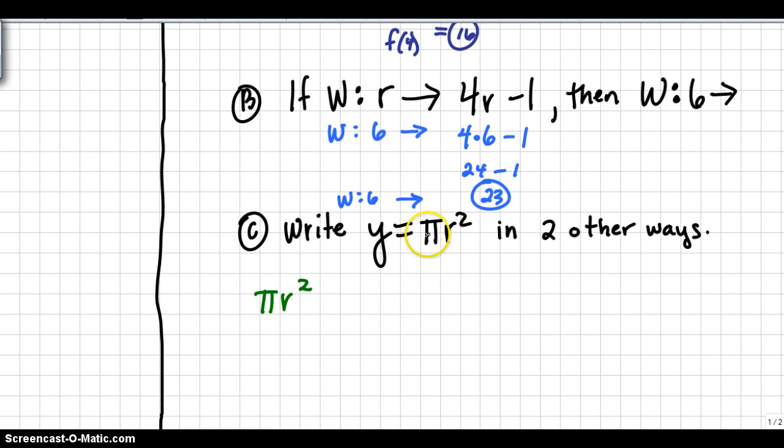The pi symbol here is not a variable, it's simply standing in the place of a number. The r is our independent variable. So if I write it using Euler notation, the r needs to go in parentheses, and then I need to give this formula some kind of a name. This looks to me like it could be the formula for the area of a circle, so I'm going to call it A.